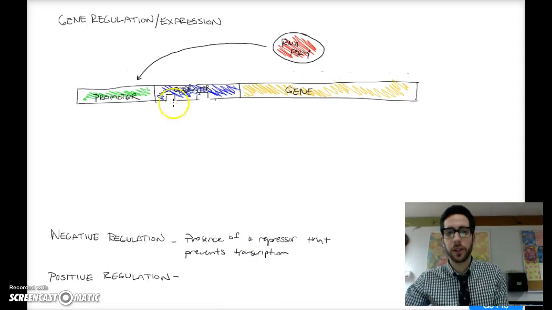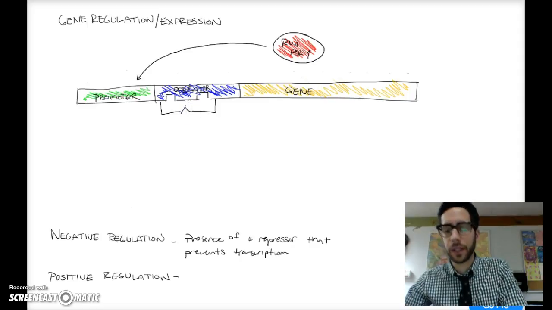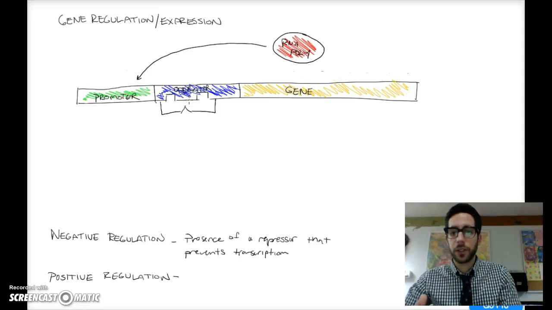So that is if there is something here on this operator. The operators have binding sites. So let's assume that there is something attached here that is preventing it from happening. An example of this could be the lac operon, the gene unit that produces lactase, which breaks down lactose. In normal circumstances, we don't need lactase. We do not need the enzyme that breaks down lactose unless lactose is present. So under normal circumstances, we have negative regulation. We have a repressor that is there preventing this gene, the lactase gene, from being expressed.